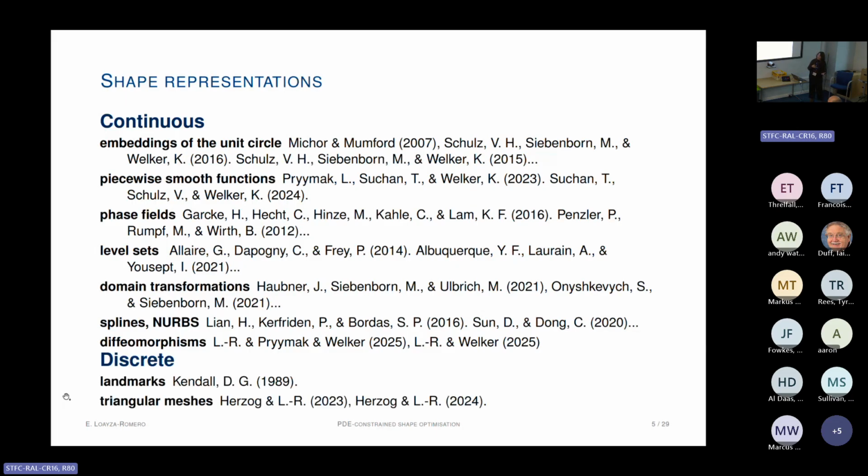Of course, on the other hand, we would like at least to have a discrete counterpart of this. How can we represent shapes in a discrete setting with a finite number of variables, for example? One of these is called landmarks. And the other one I'm going to show you today is how the space of shapes behaves when you have triangular meshes, when these triangular meshes are the ones representing your shapes.